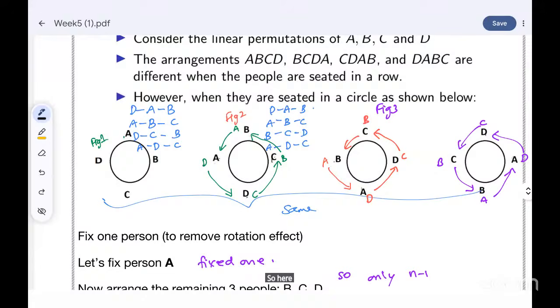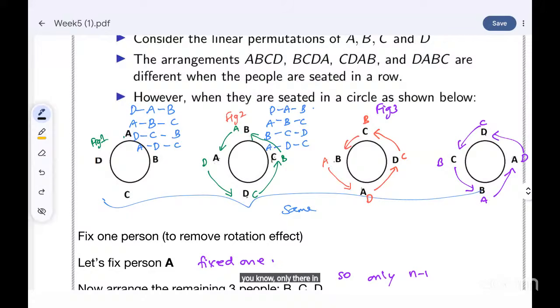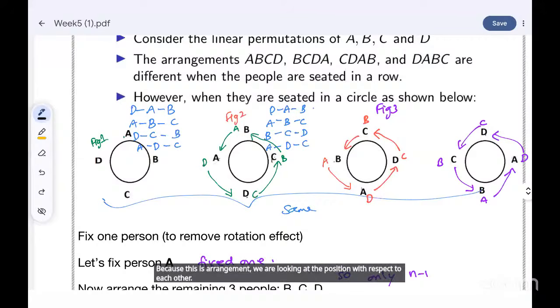So here, even if you are rotating A, B, C, D, their positions are fixed, right? They are still neighbors of each other. Whoever were the neighbors earlier, they are still neighbors. If you are rotating, the entire position is getting shifted, but the position with respect to each other is what you have to see. Because this is an arrangement, we are looking at the position with respect to each other. You understand?